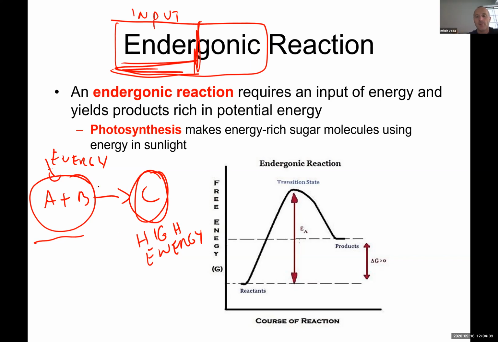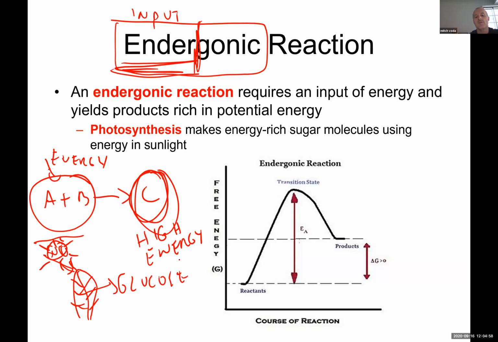Now, an example of this reaction would be photosynthesis. Basically, for photosynthesis, you have the plant right here. The plant picks up the energy from the sun, and it turns it into glucose. So this is basically an example of an endergonic reaction.